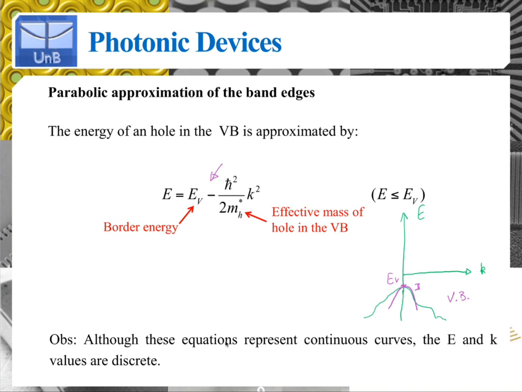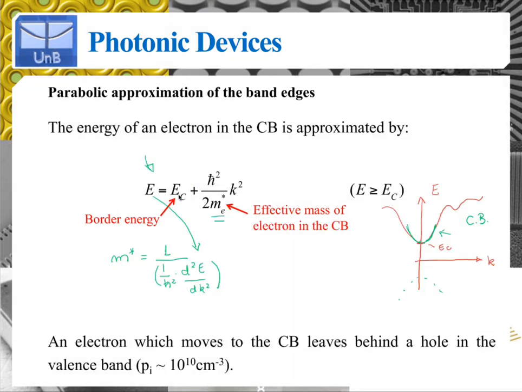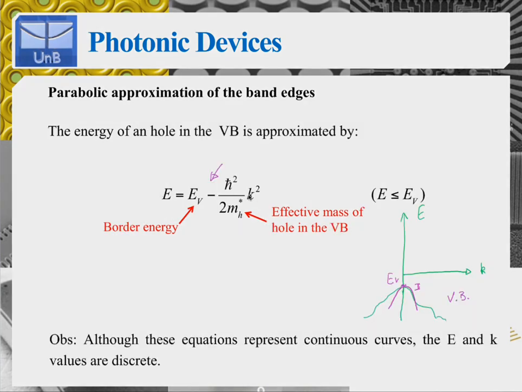Another observation is that although these equations represent continuous curves, okay, this equation right here and this equation right here represent a continuous curve of E as a function of k, energy as a function of wave vector, the actual curves correspond to discrete points. Okay, so instead of having this continuous curve, what you actually do have are discrete points. So we should not be confused by the fact that these are continuous curves, and always remind ourselves that what you do have is discrete points along these curves.